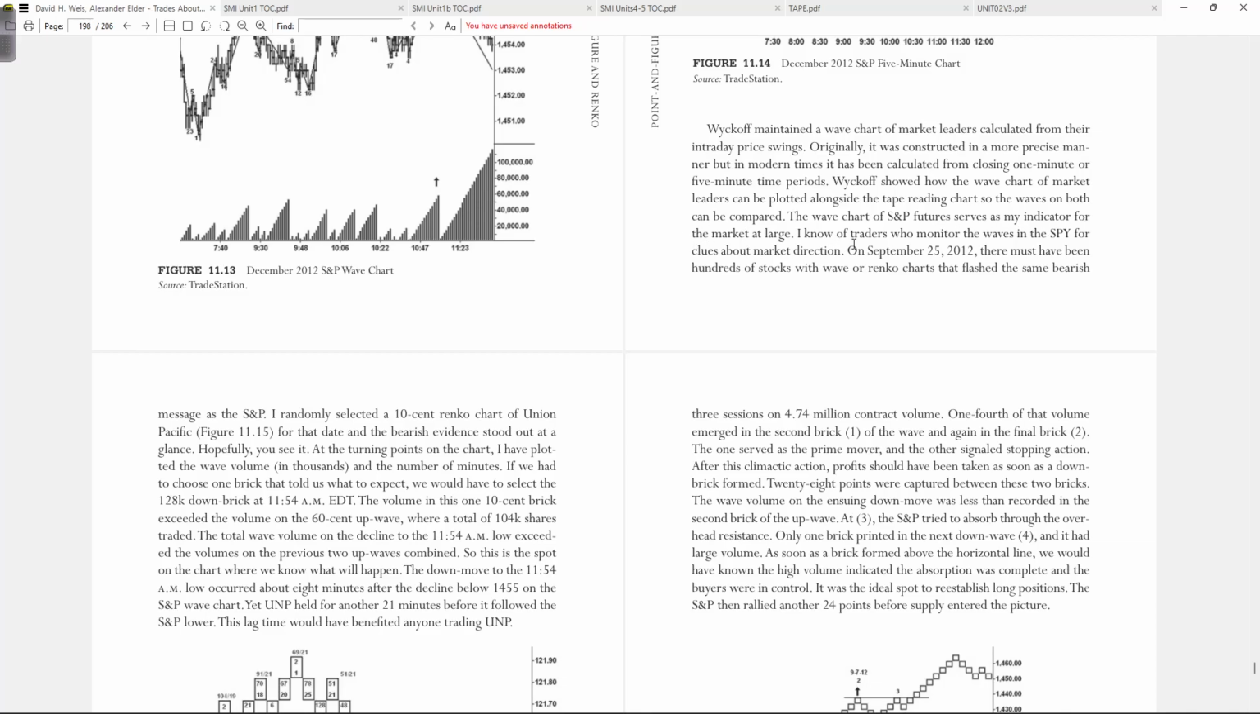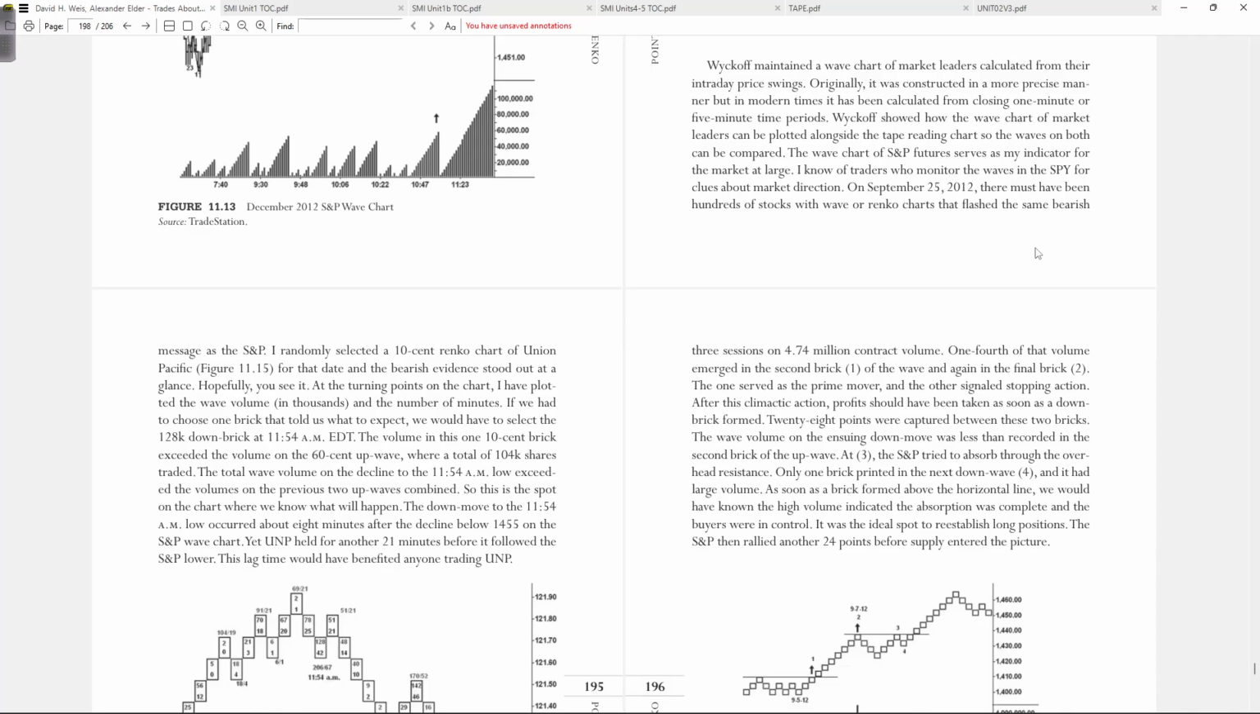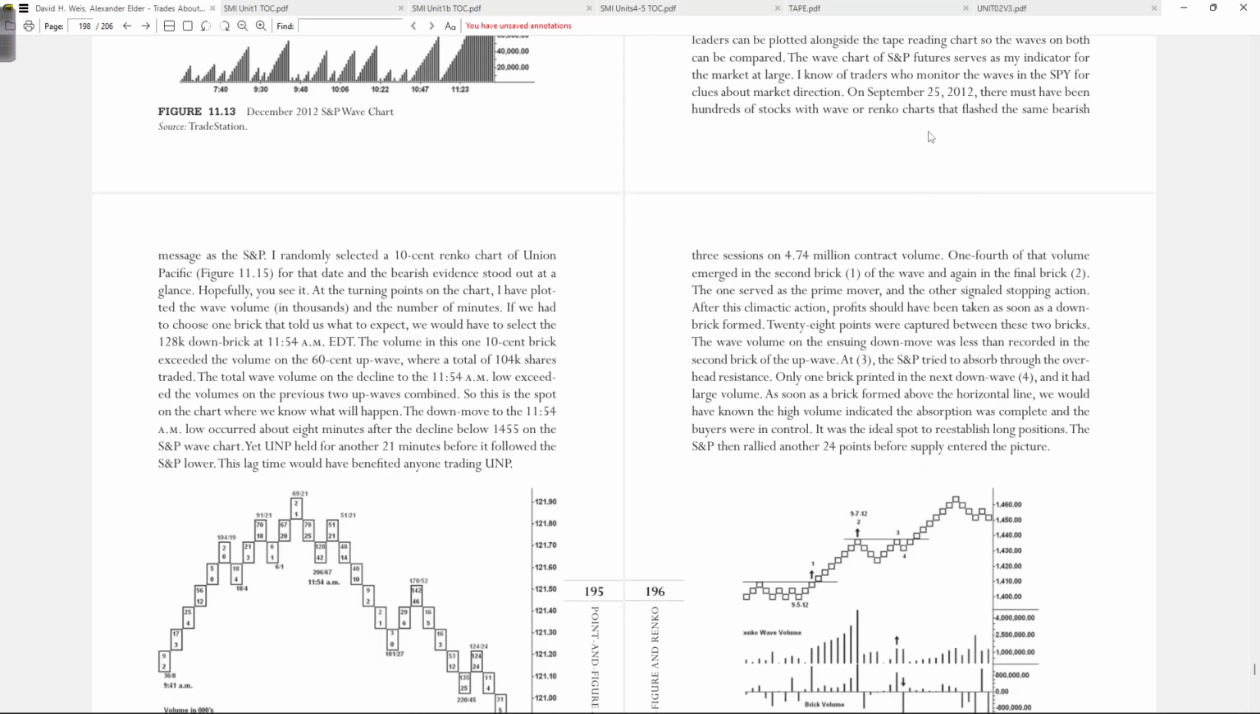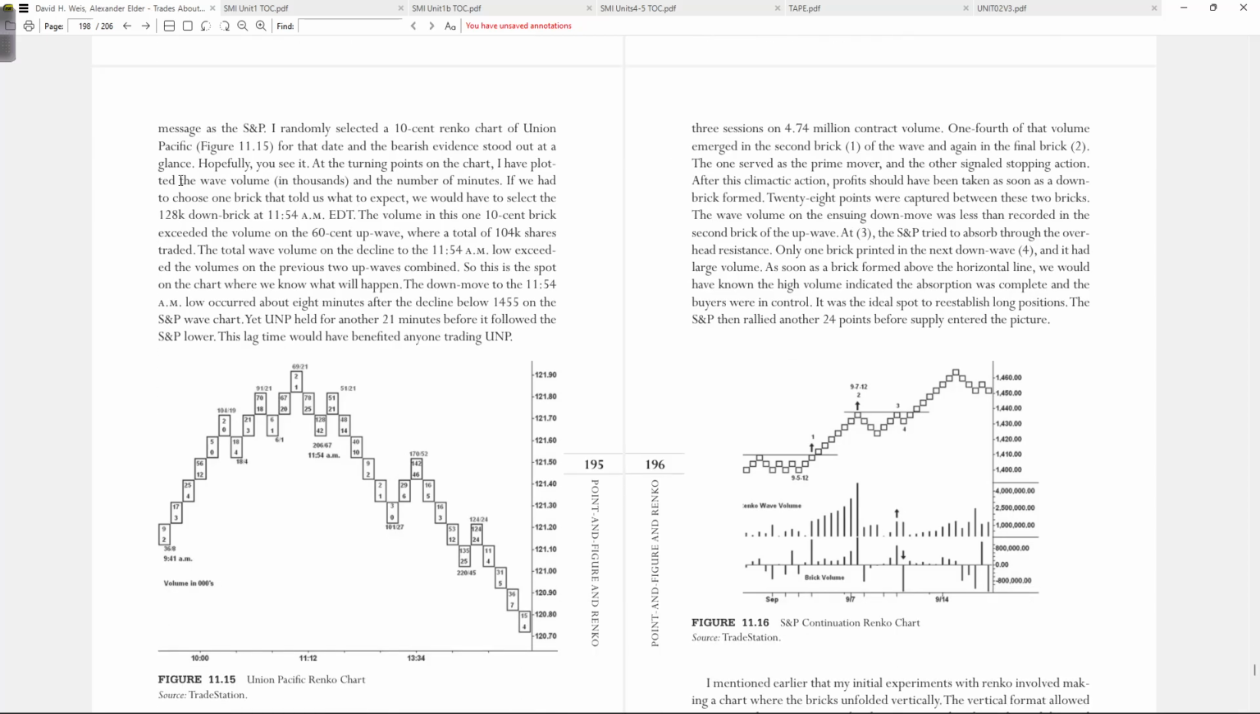I know of traders who monitor the waves in the SPY for clues about market direction. On September 25th, 2012, there must have been hundreds of stocks with wave or Renko charts that flashed the same bearish message as the S&P. I randomly selected a 10-cent Renko chart of Union Pacific, figure 11.15, for that date, and the bearish evidence stood out at a glance. Hopefully you see it.